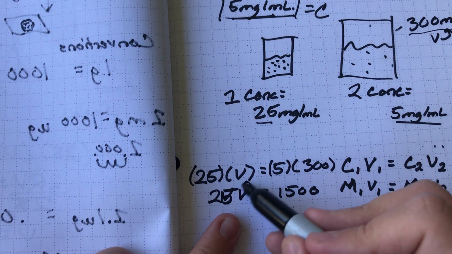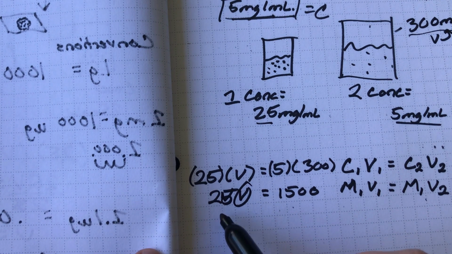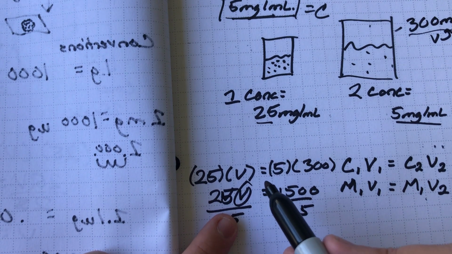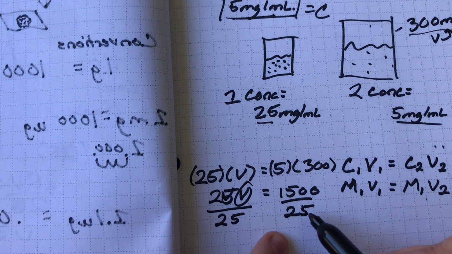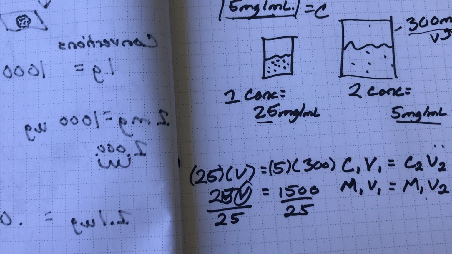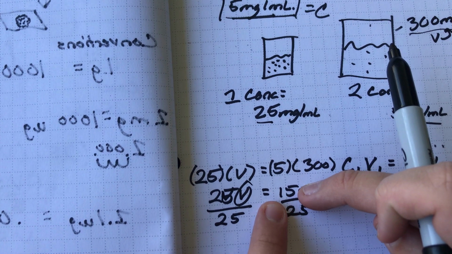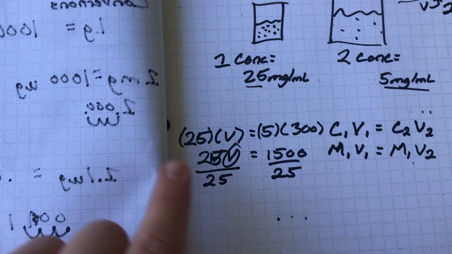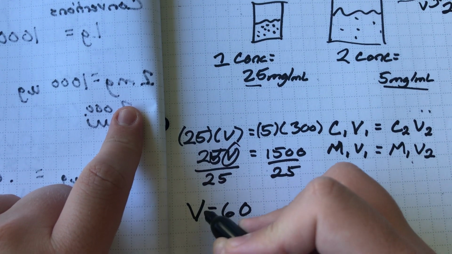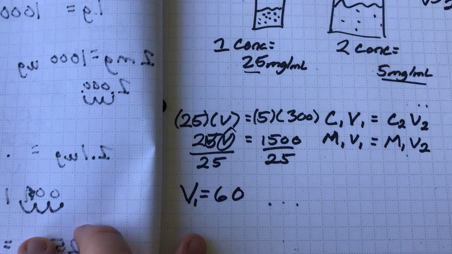Now we want to find what V is all by itself. So, how would we do that? We would divide both sides by 25 to get volume by itself, so volume equals 1500 over 25, right? So, how many 25s can fit into 1500? Well, to get 100, you have 4 25s, and you have 15 of those 100s. So 15 times 4 is going to give you 60, is equal to your volume 1. Now, you just found your answer.